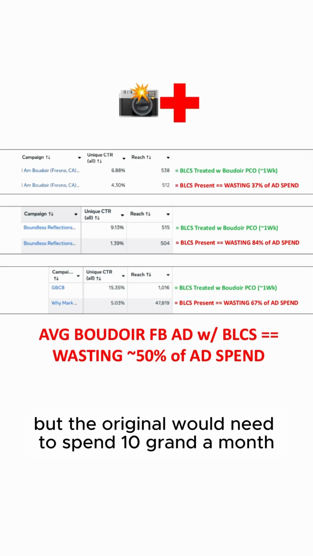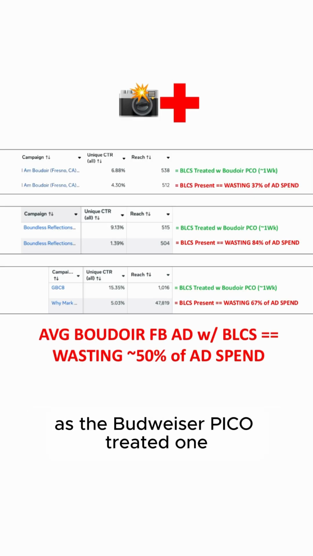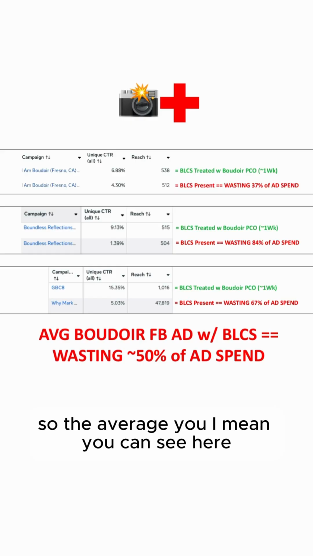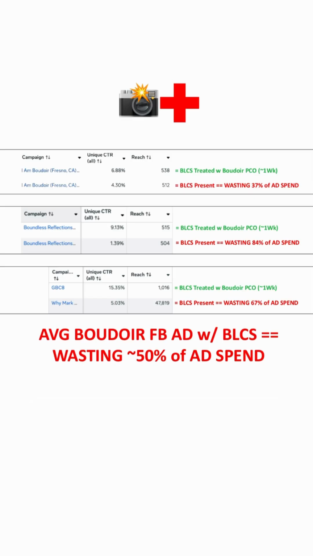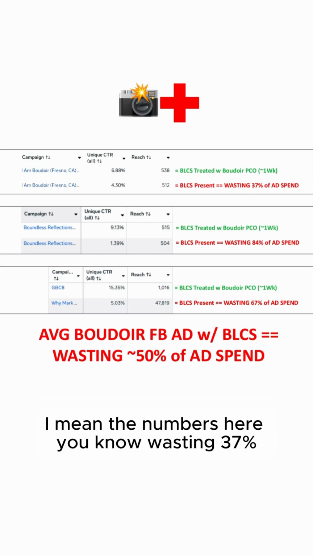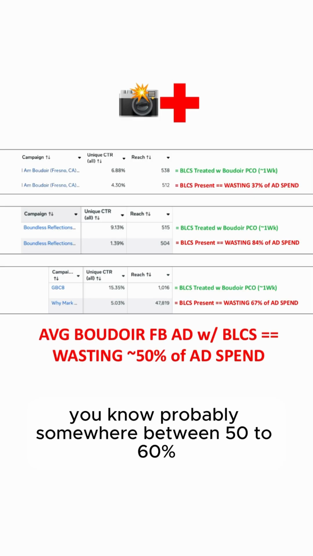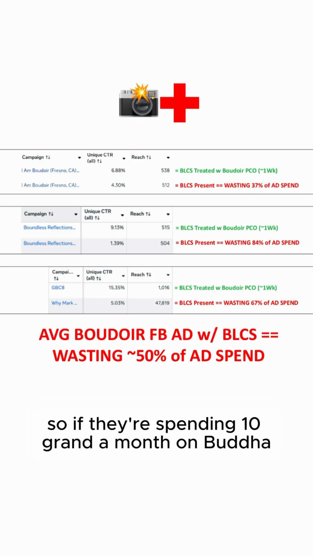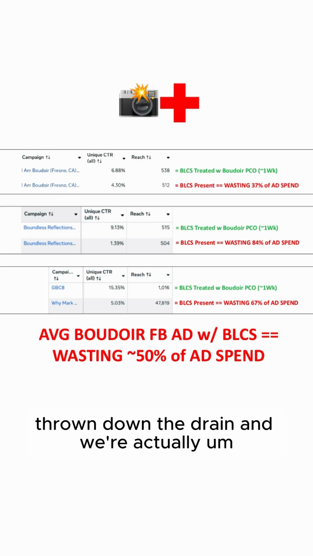But the original would need to spend 10 grand a month, literally 3 times the amount of the Boudoir Pico treated one. So on average, we can see here the average Boudoir Facebook ad with BLCS is wasting approximately 50% of its ad spend. The numbers here: wasting 37%, wasting 84%, wasting 67%. That average is probably somewhere between 50 to 60%. So if they're spending 10 grand a month on Boudoir Facebook ads, on average 5 grand every month is being wasted, thrown down the drain.